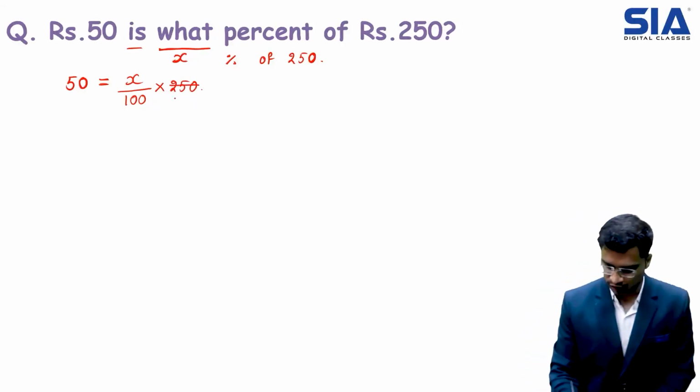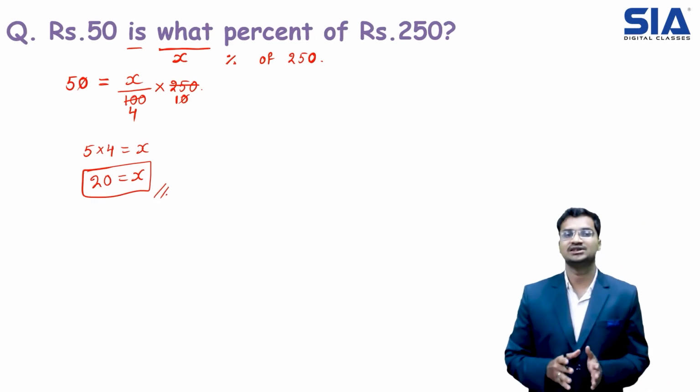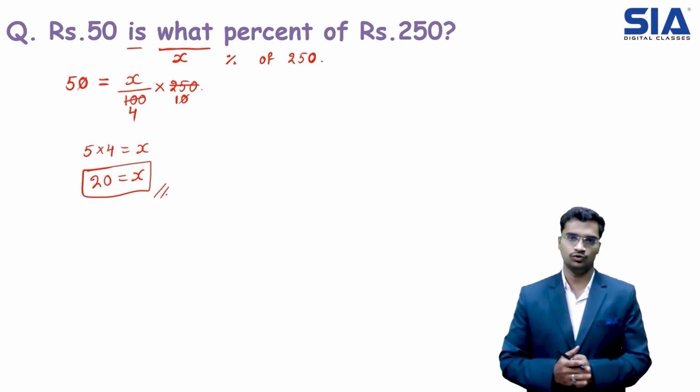So 25 tens are 250, 25 fours are 100, 0 gets cancelled. So I am left with 5 into 4. So the value of x is 20. So the value of x is what? 20%. So I can say that 50 is 20% of 250.